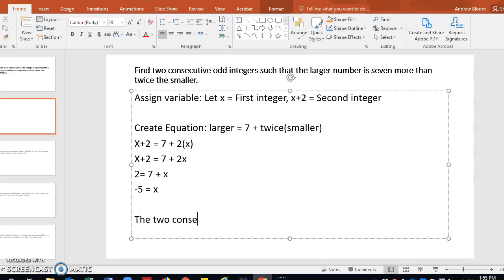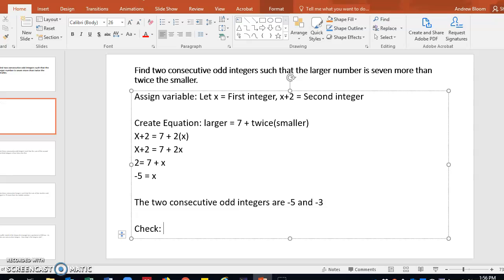The two consecutive odd integers are negative 5 and, this is where things get difficult, right? But it's a good thing that we wrote out our assignment of variables. x is our first integer. So if x is negative 5, the second integer can be found by adding 2. Negative 5 plus 2 is negative 3. The last step always is to check our work.